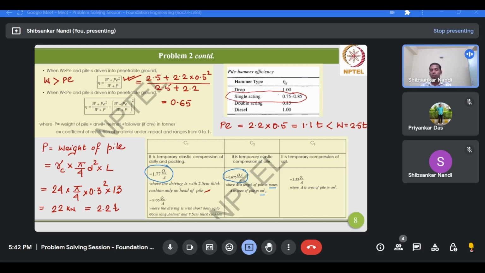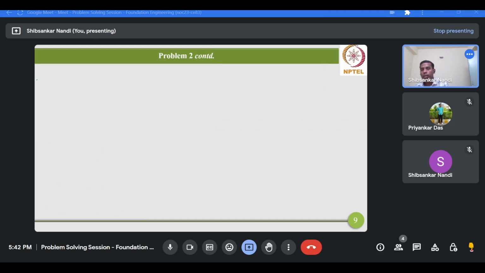Okay. Now coming to the final component C3, this is the temporary compression of soil, and you can calculate this temporary compression from this equation, 3.55 times Q by A, Q ultimate resistance of the pile, and A, this is the pile area in centimeter square. Okay, so now we'll calculate these components one by one. So this is 3 components, C1 plus C2 plus C3.